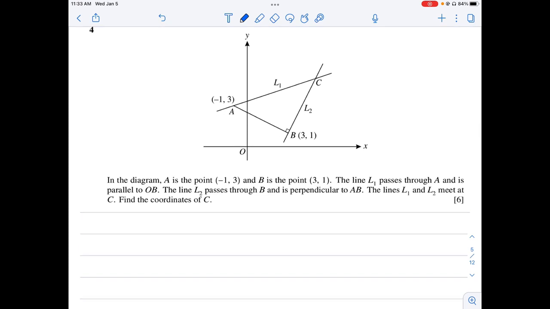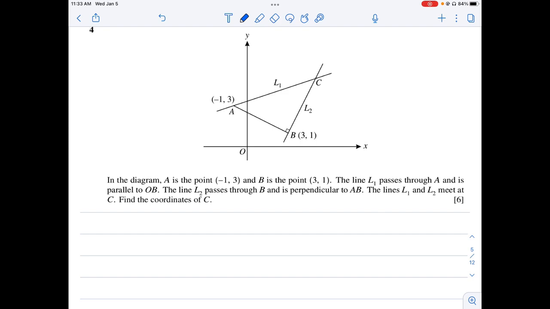Question number 4. In the diagram, A is the point minus 1 comma 3 and B is the point 3 comma 1. The line L1 passes through A and is parallel to OB. The line L2 passes through B and is perpendicular to AB. The lines L1 and L2 meet at C. Find the coordinates of C. So we have to find the equations of both L1 and L2.